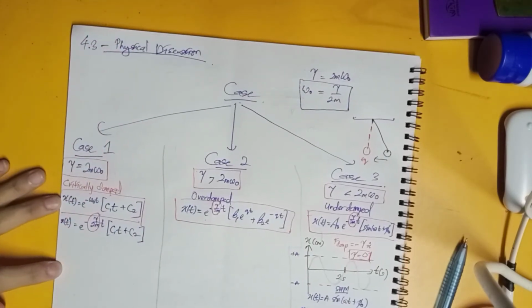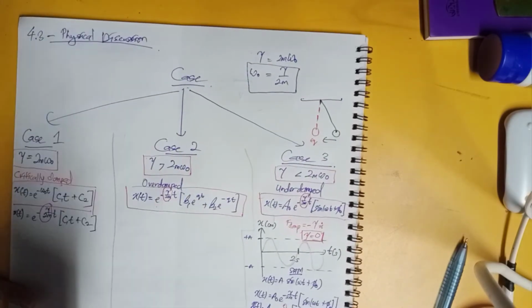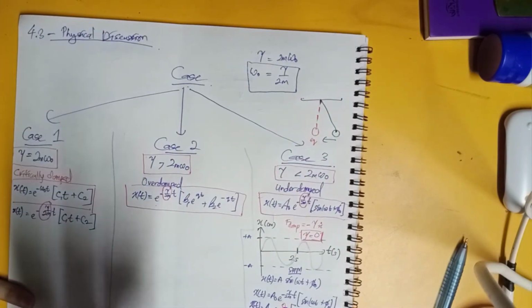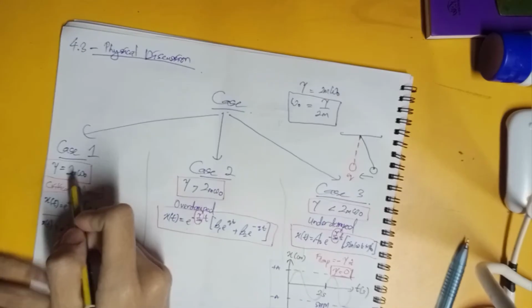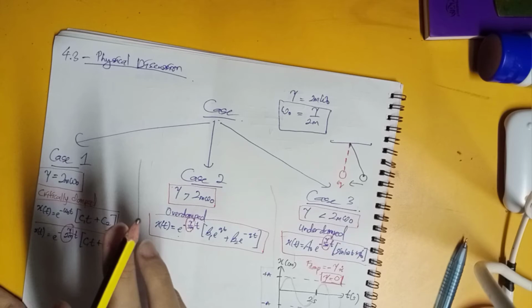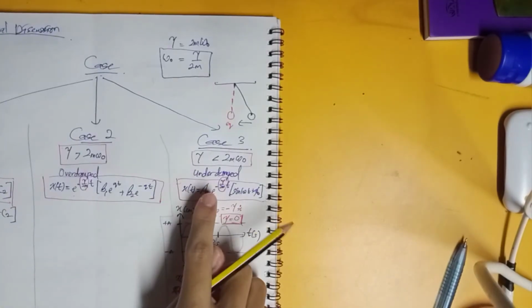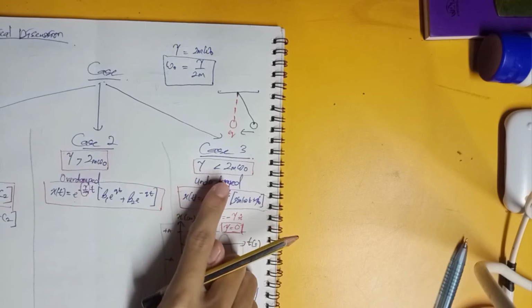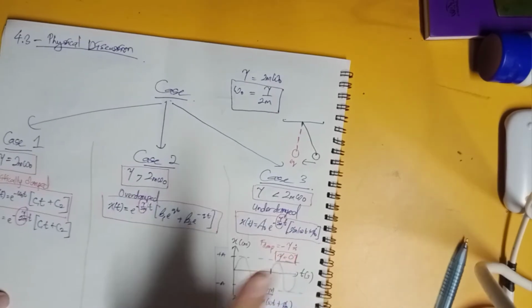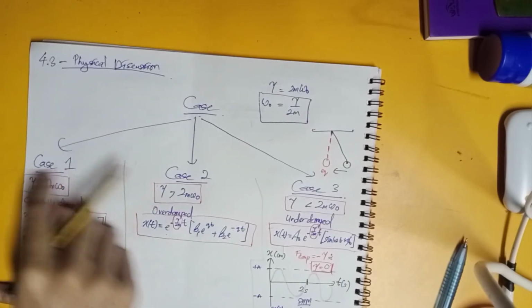For this case, we increase the quantity of 2m omega naught. We increase the damping constant. Before this, we had a damping constant that is less than 2m omega naught. Now let's see what happens if gamma, the damping constant, is equal to this quantity.